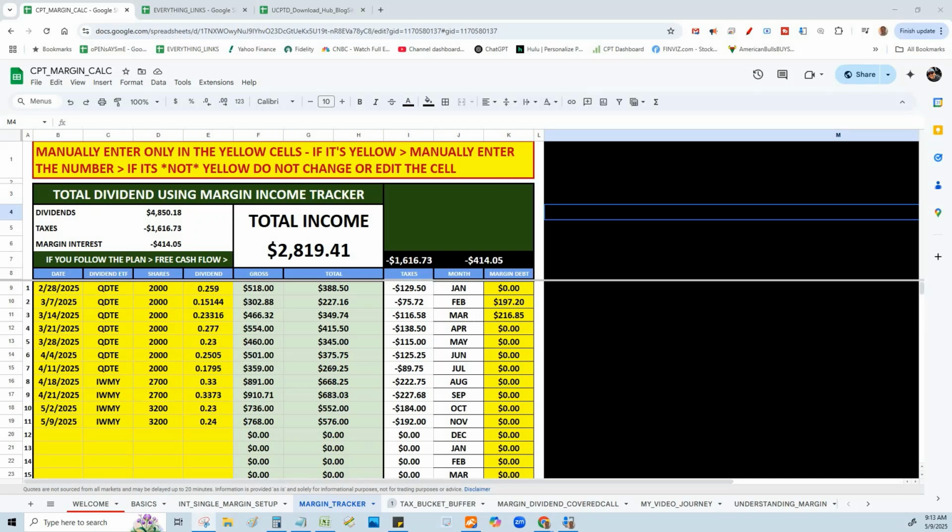You can see I've made $4,800 in dividends. That's cash flow coming in, which feeds the margin debt. Taxes, $1,600. I have not pulled out for taxes. My thinking here is that I'm going to take this out at the end of the year. I don't want to take this money out, put it into another account, and be charged 8%. I'm just going to leave it in there. Now, the margin interest, you can see that's $414. Think about that for a minute.